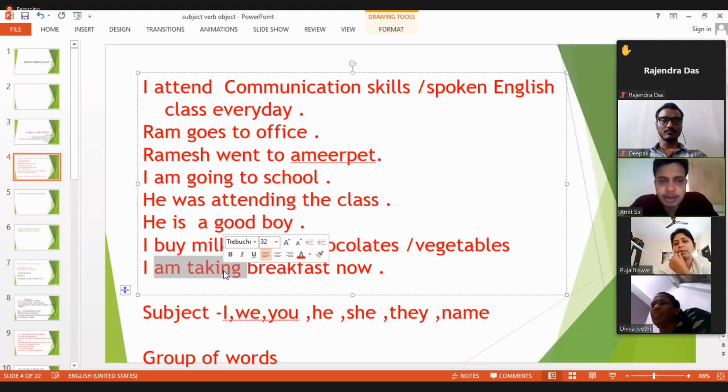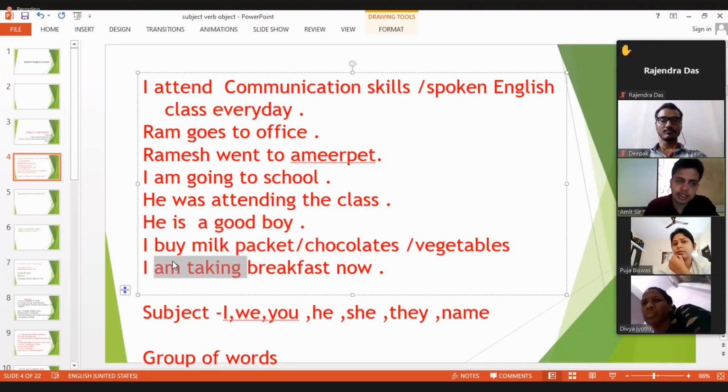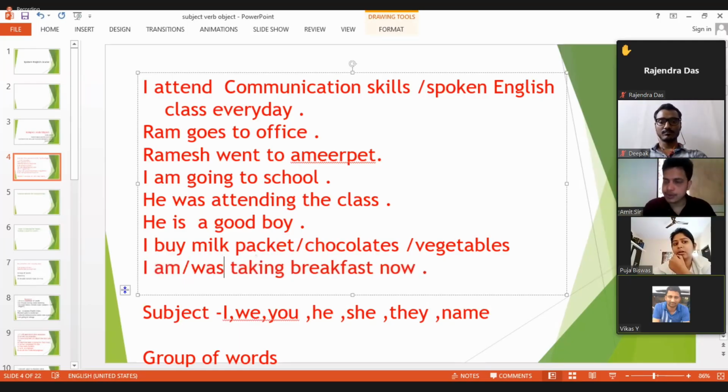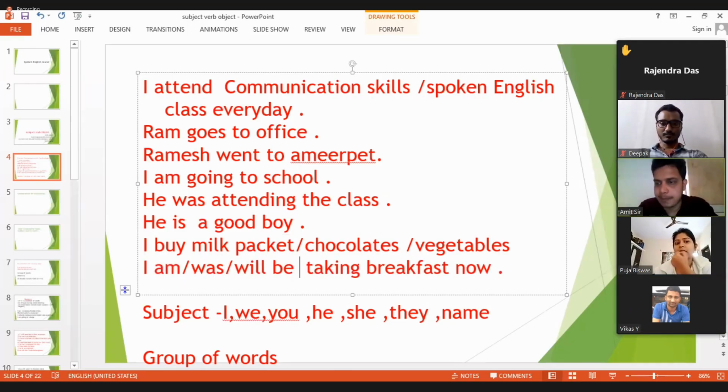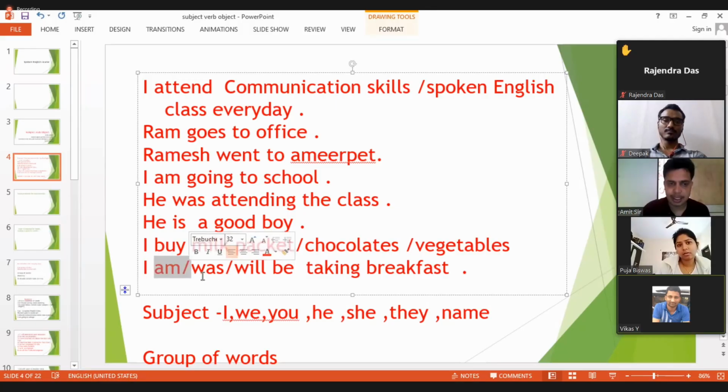Okay. So whenever you use ing form, by default, if it is present, then you have to use am. If it's past, then you have to use was. And if it is future, then you have to use will. I will be. So even in future, whenever you proceed, I am, then after taking, or I was, then taking. So these two things are going to be your verbs.